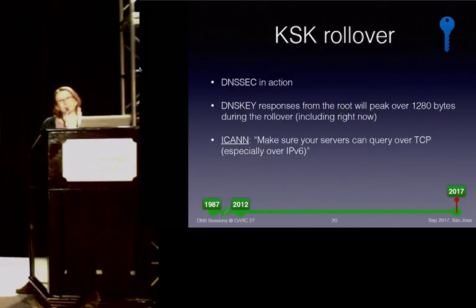I can't go on without mentioning the KSK rollover, clearly. And we have today the case where querying for the DNS key set is 1440 bytes. So that's now in a position where it is possibly pulling TCP in. And in some of the ICANN literature, there has been advice to say, make sure your servers can query over TCP, especially for v6.